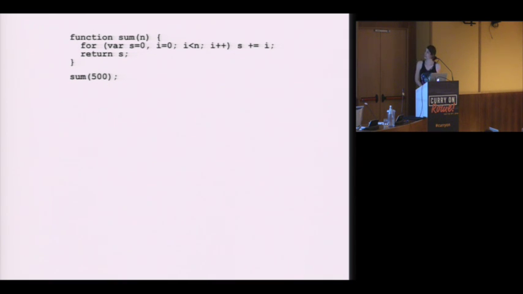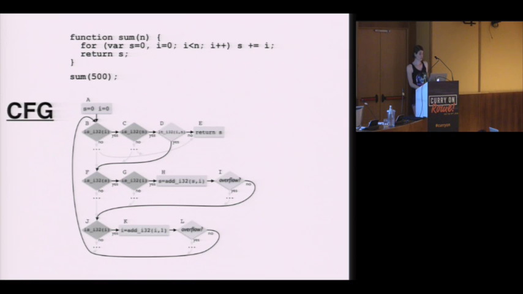But in this example, we're calling sum of 500, which is an integer value. And so we could actually specialize this code. We could optimize it for this use case. So if we look at the control flow graph in our intermediate representation, it's going to look something like this, where on the first row we have the loop test, I is less than n. On the second row we have the addition of I to the sum, and on the third row we have the incrementation of the index variable I.